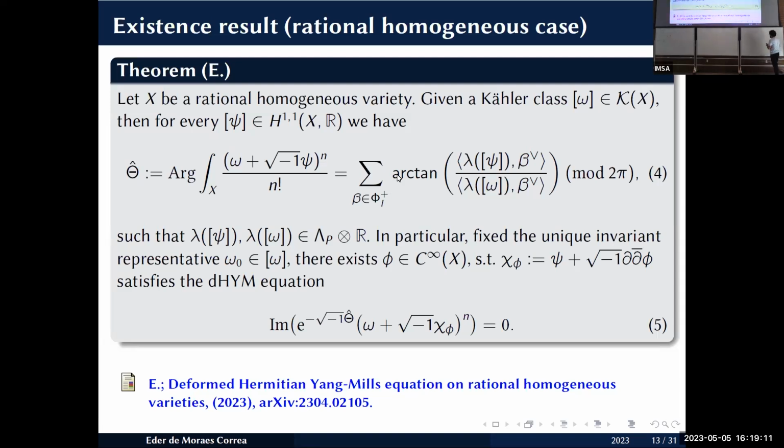As we shall see, in this case the solution of the deformed Hermitian Yang-Mills equation coincides with the Hermitian Yang-Mills. In this particular case, the deformed Hermitian Yang-Mills connection is exactly the Hermitian Yang-Mills connection, because the G-invariant representative is the curvature of some kind of connection. Okay, so I'm not going to discuss how to prove this right now. I'm going to try to do this at the end of the talk.